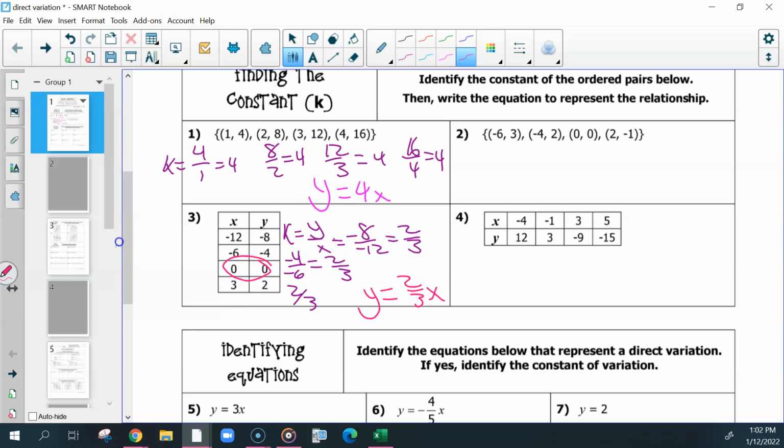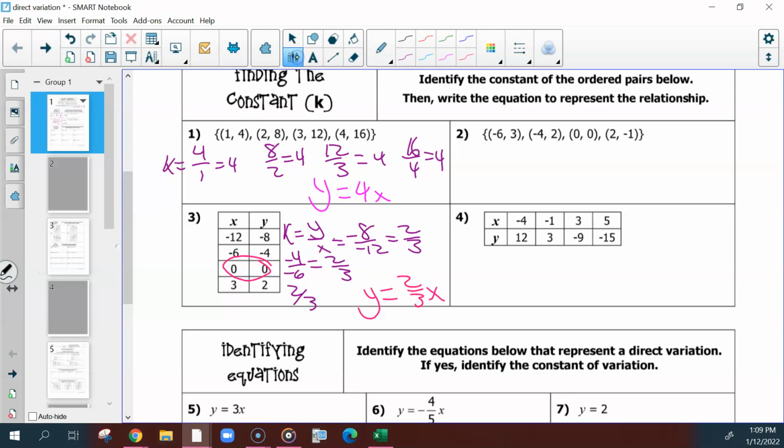Do we have any questions on how we found that or why it's still a direct variation for that one? I want you to take a couple minutes and do 2 and 4, and then we'll come back and talk about that.